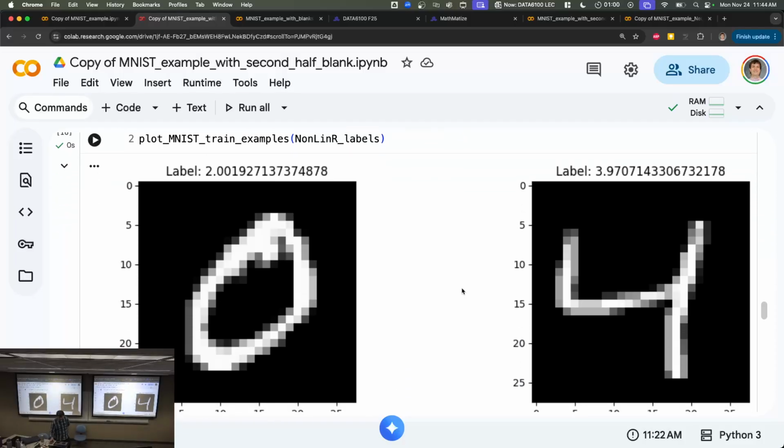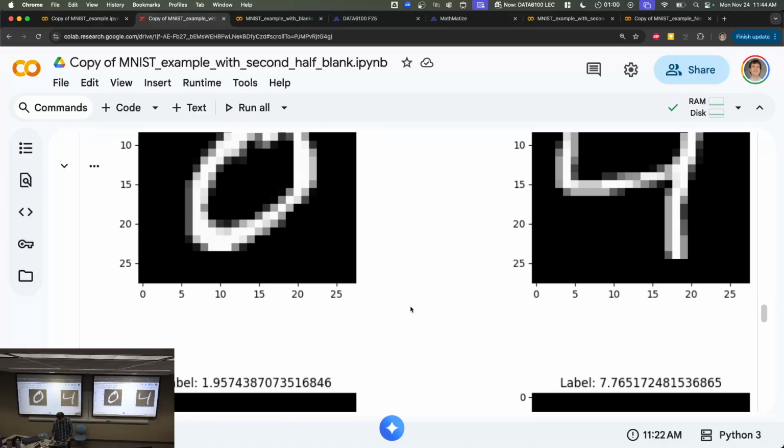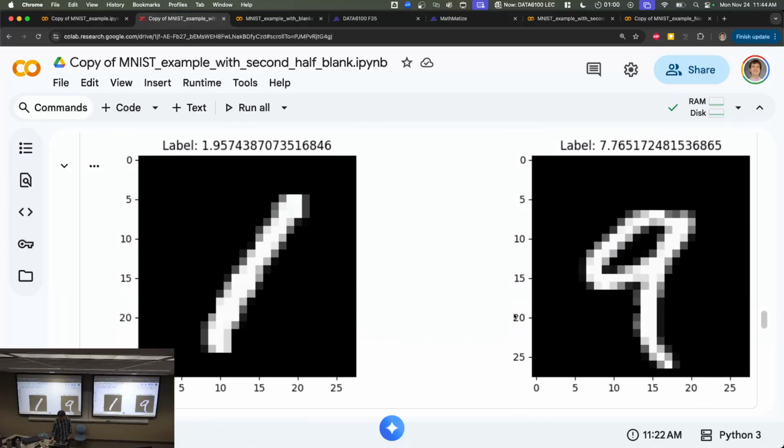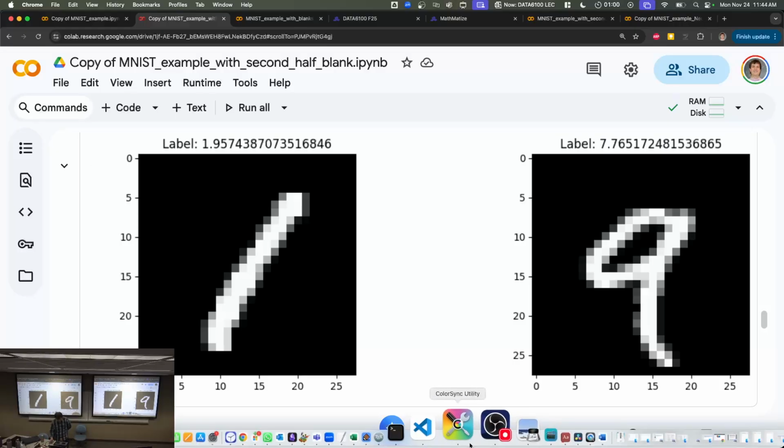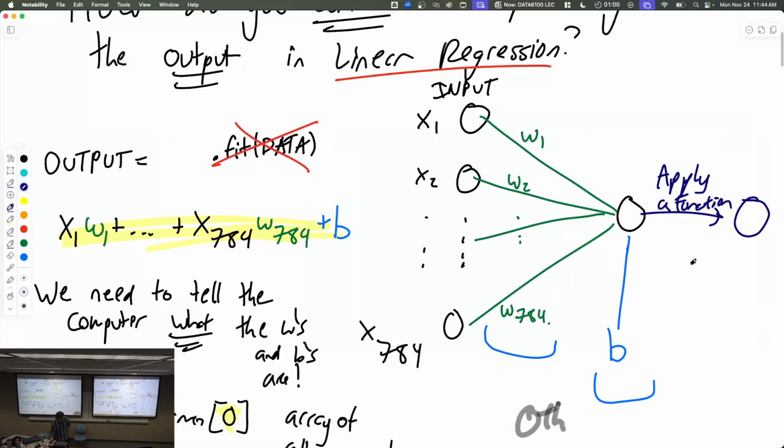And so here are some examples. This digit we thought was a 2. This digit we thought was a 3.97. This one we thought was a 1.95. And look, this one we thought was a 7.76. So, pretty close. We were off by like 1 or 2 every time. So that's the neural network working. That was all stuff we did last class.